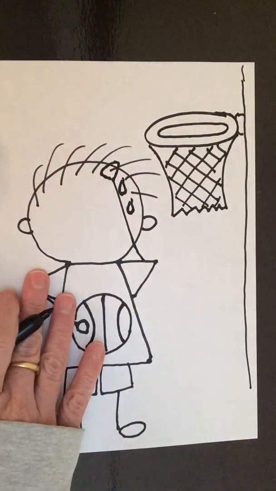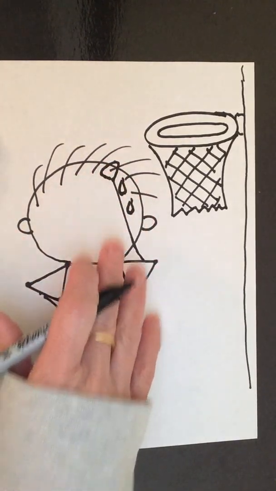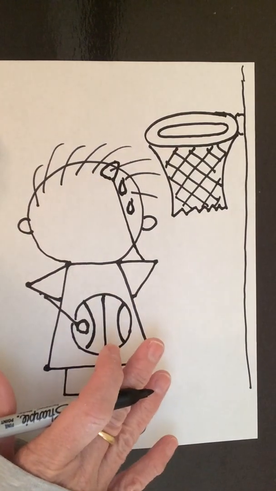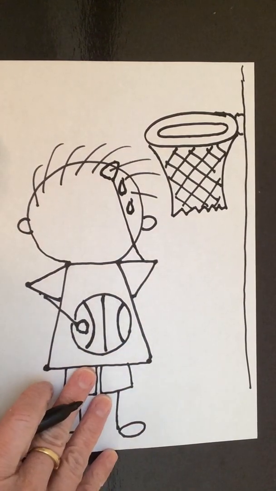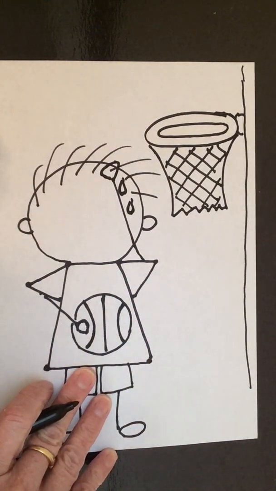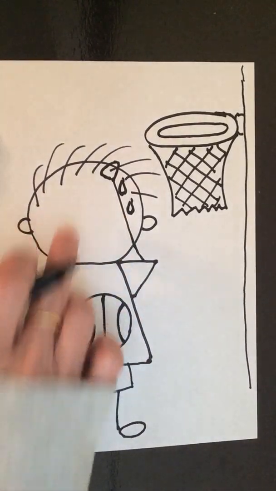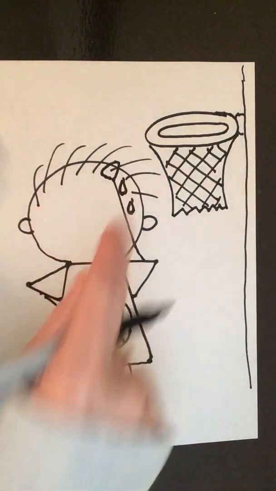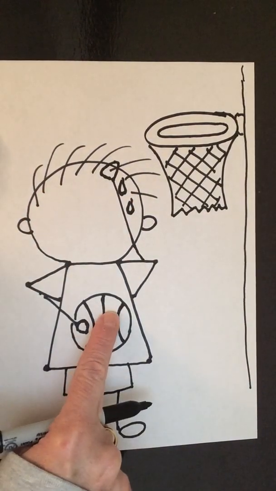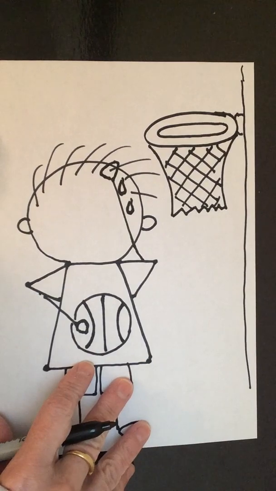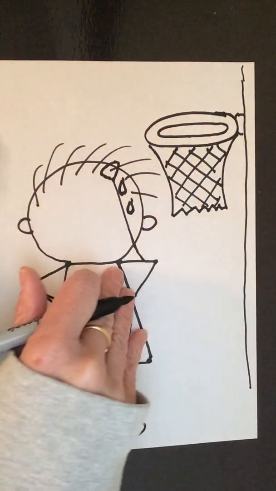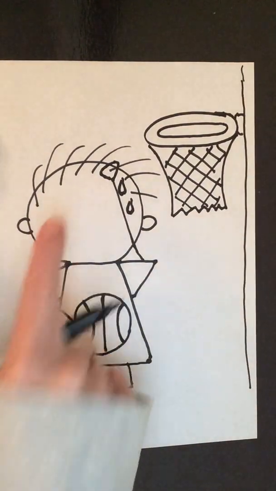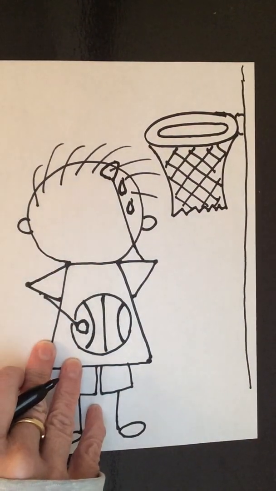How do you think Sam feels? He's wiping the sweat off his head. He's been playing basketball for a long time with his friends. And how do you think he might feel right now? You're right, he's feeling tired. Sam has been playing basketball. He is sweating. He had so much exercise, and now he's feeling tired.